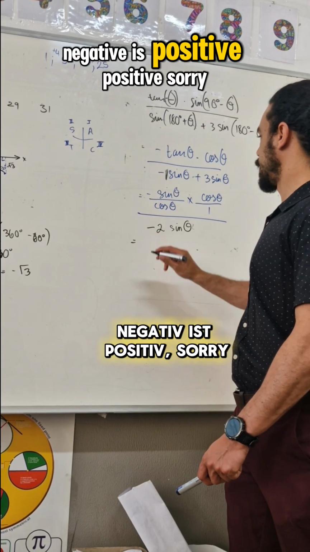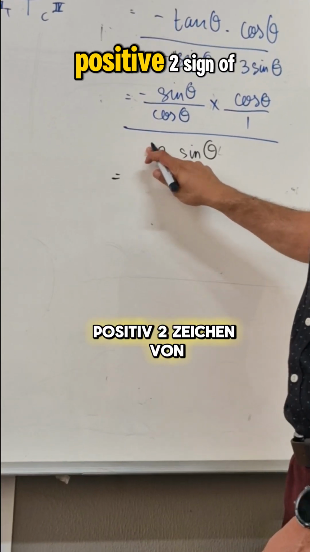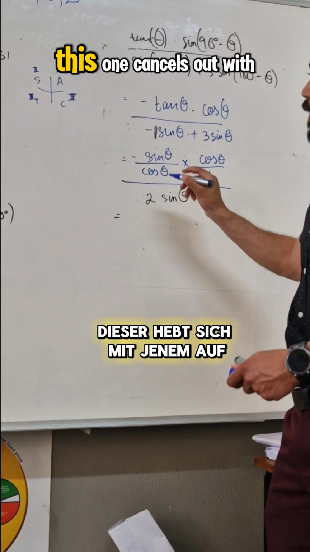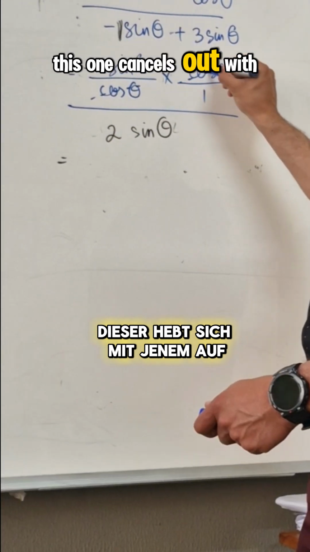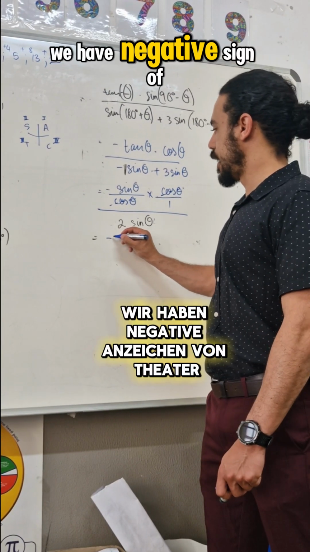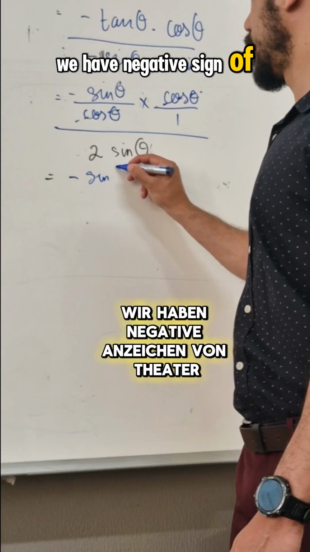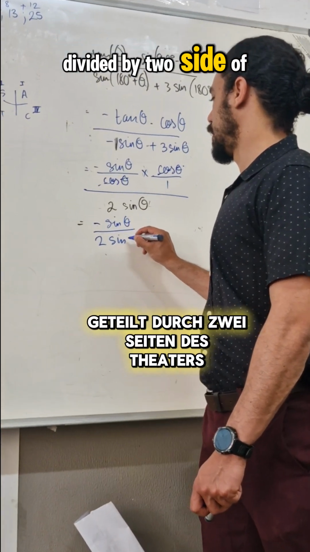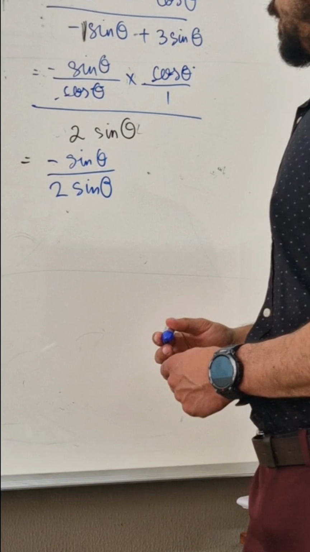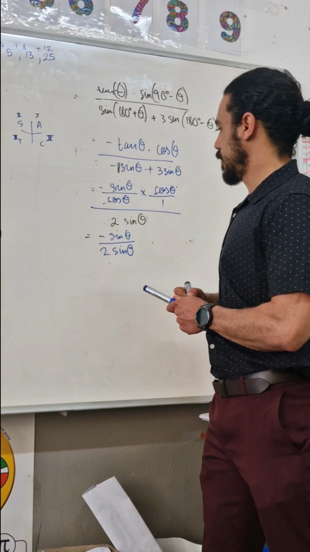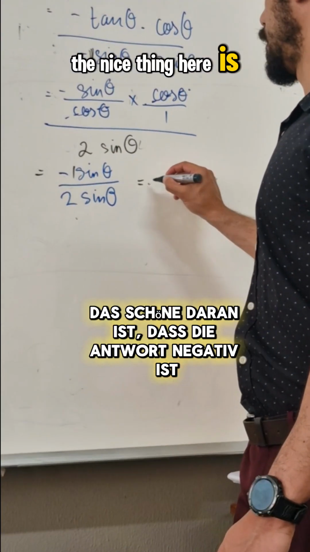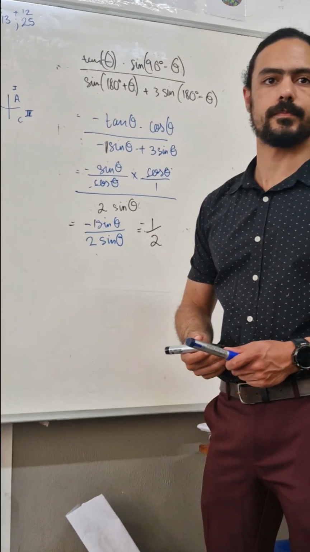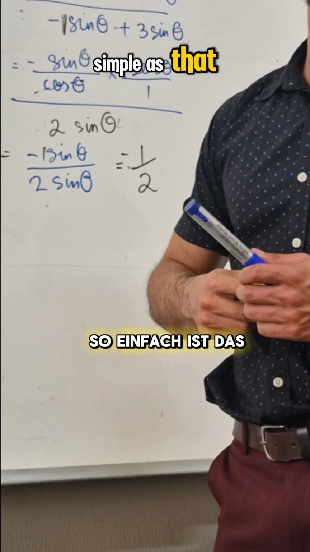Positive 2 sine of theta. This one cancels out with that one. So we have negative sine of theta divided by 2 sine of theta. And then the nice thing here is the answer is negative 1 over 2. Simple as that.